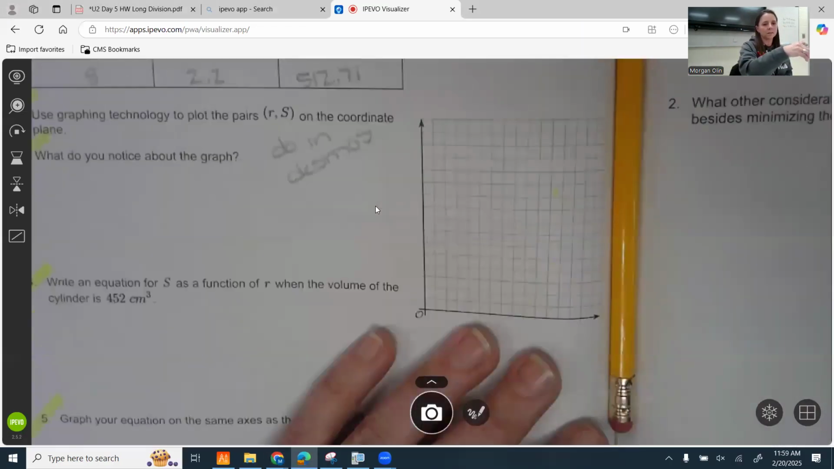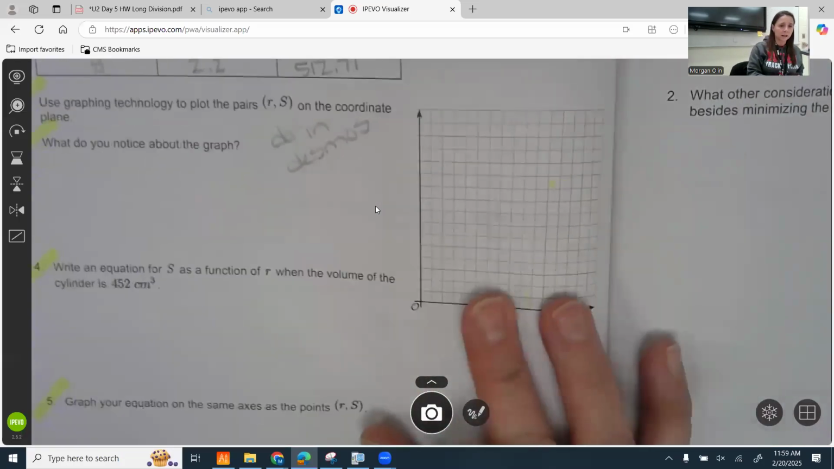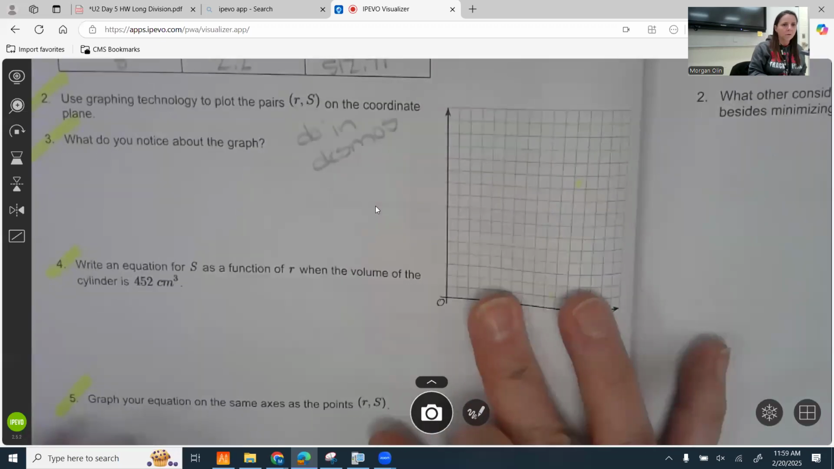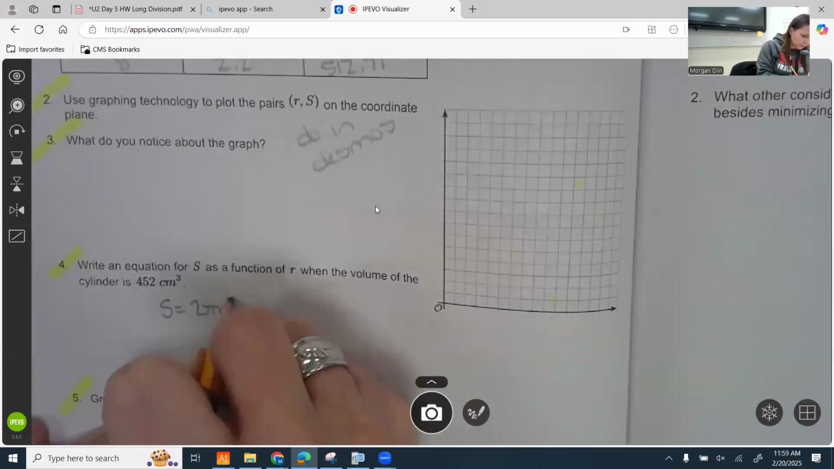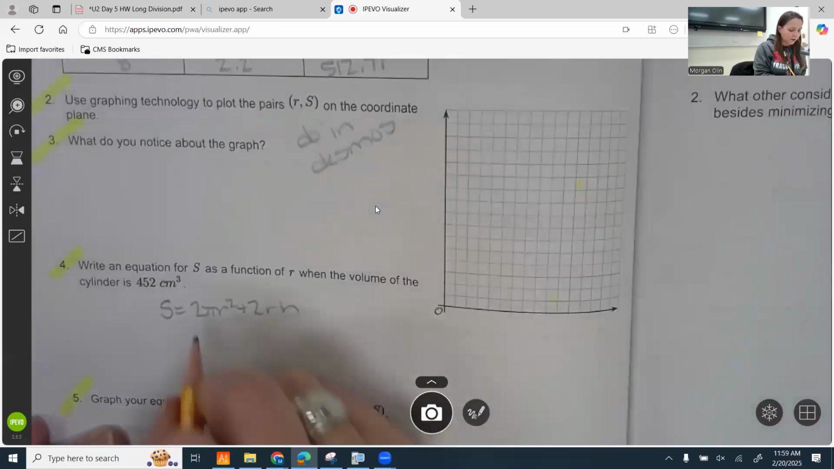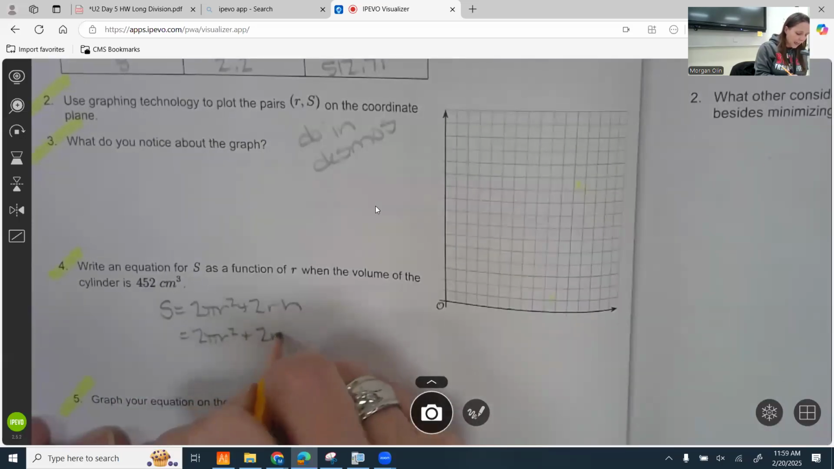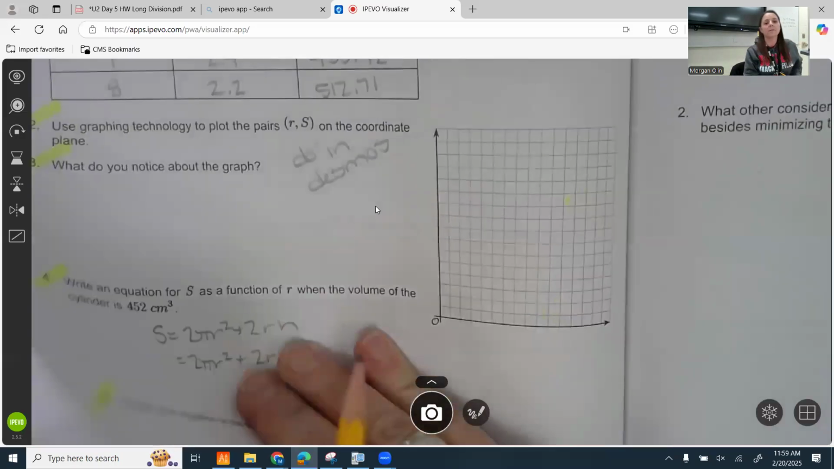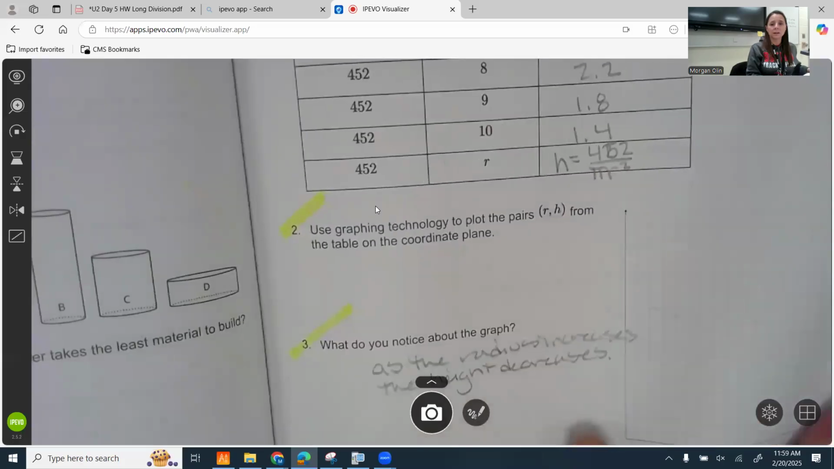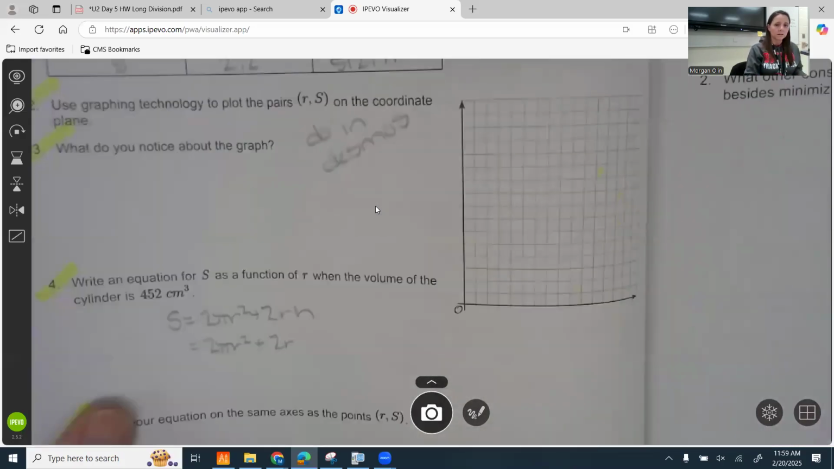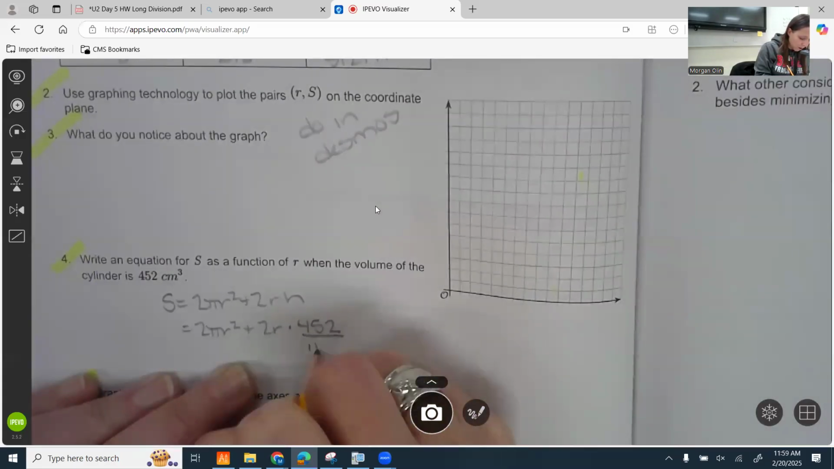Now, let's write an equation for S as a function of r when the volume of the cylinder is 452. Now, remember this. Up there, I had written this. However, a lot of times we can't have two variables in there. Do you remember from the other page what we said h was? If I flip over, I can recall when the volume was 452, it looked like that. So that's what I'm going to write right here. So it's times 452 divided by pi r squared.